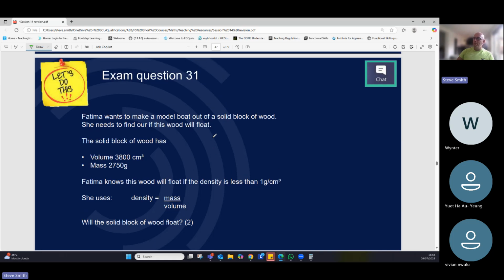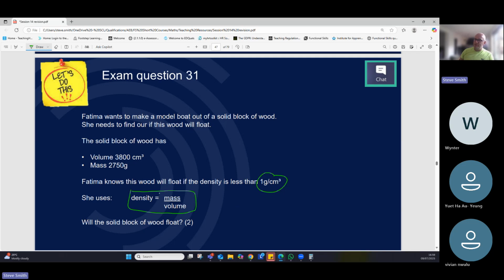Fatima wants to make a model boat out of a solid block of wood. She needs to find out if the wood will float. The wood block has a volume of 3,800 centimeters cubed, and it has a mass of 2,750. Fatima knows the wood will float if the density is less than 1 gram per centimeter cubed. That's the only thing that gets a bit confusing when it comes to density, if it asks you to give them the measurements. And look, it gives you the formula here.